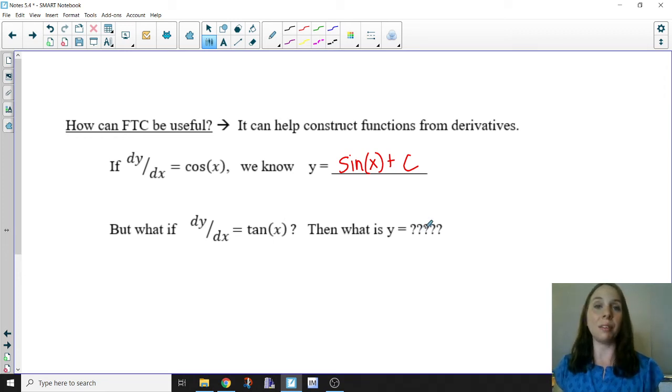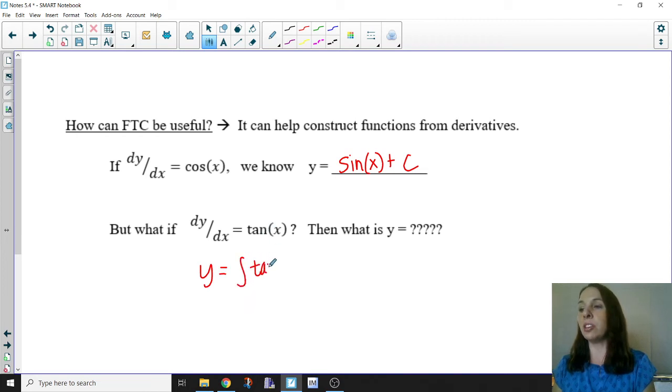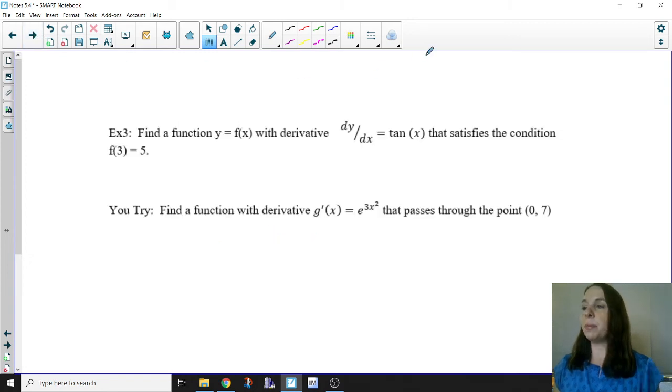You will eventually learn how to do the antiderivative of tangent in chapter 6, but we're not there yet. So what do we do with something like this? Well, we kind of just say, okay, the original function is going to be the integral of tangent plus c. Okay, that's not exactly it. We need a little bit more information, but let's do that down here in example 3.